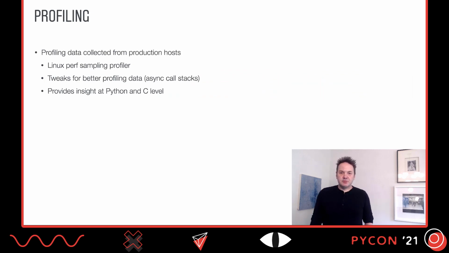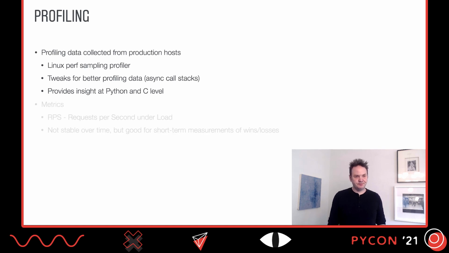We do a lot of profiling on our workload to understand what we need to make faster, and the way we do this is with the Linux perf sampling profiler. We've done a few tweaks to the runtime to get a little bit better data, especially around async call stacks, and we get really good insights both at the Python and the C level that we can drill into and kind of mix and match those views and understand what's going on.